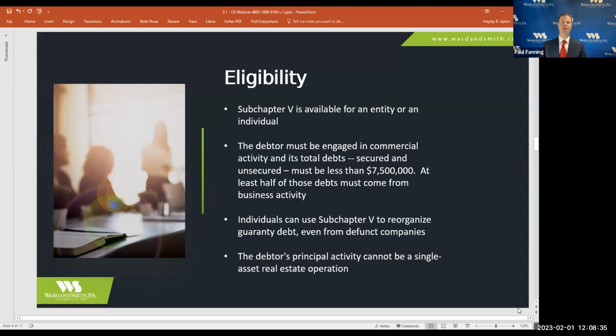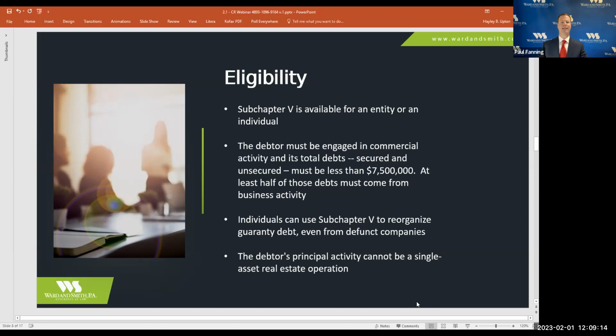And at least half of those debts have to come from business activity. In that number, you don't count debts that are owed to affiliates of the debtor or insiders of the debtor. You just don't count those when coming up with that number. Individuals can use Subchapter 5 to reorganize guarantee debt, even if their company is out of business and has been shut down. As long as the debt was incurred in the business, they can use Subchapter 5 to shed that liability or reorganize it.